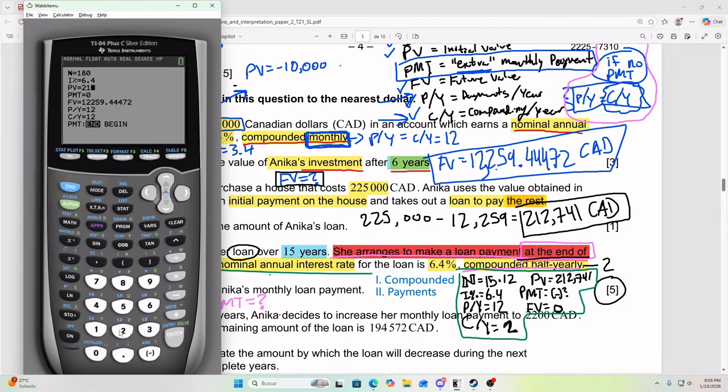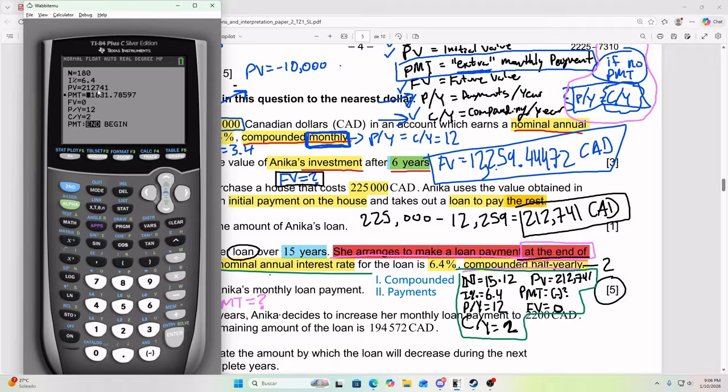PV will be positive 212,741. PMT is what we're discovering, so I'm going to leave it empty. FV, because it's a loan, you want it to reach 0. PY, we leave it as 12. And CY, compounding per year, we leave it as 2. So from here, you press alpha, enter for solve. And that gives you this negative PMT value, which makes sense.